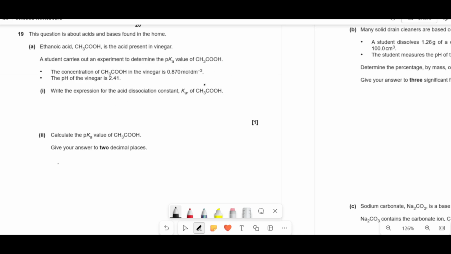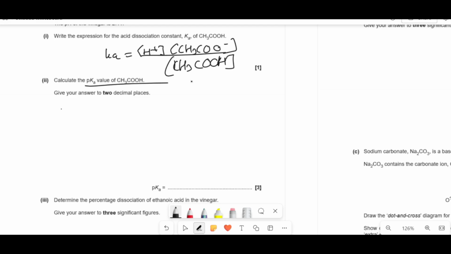So write the expression for the dissociation constant of this. So Ka equals [H+][CH3COO-] over [CH3COOH]. Like that. Now it says to calculate the pKa value of this. So we need to find out what Ka is.